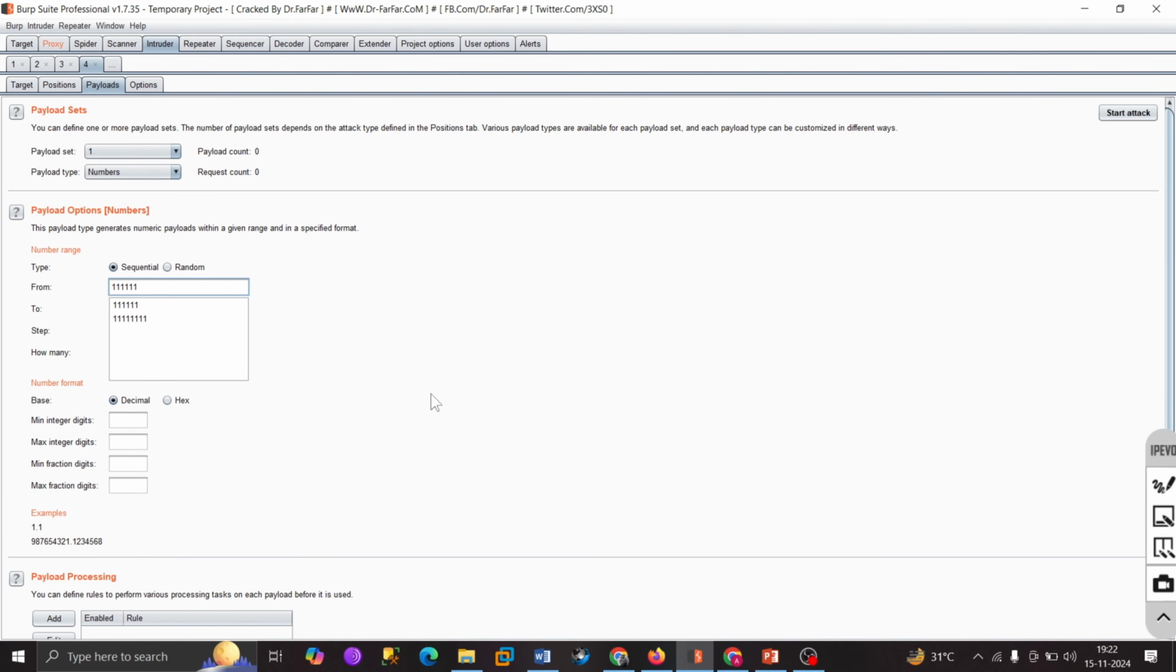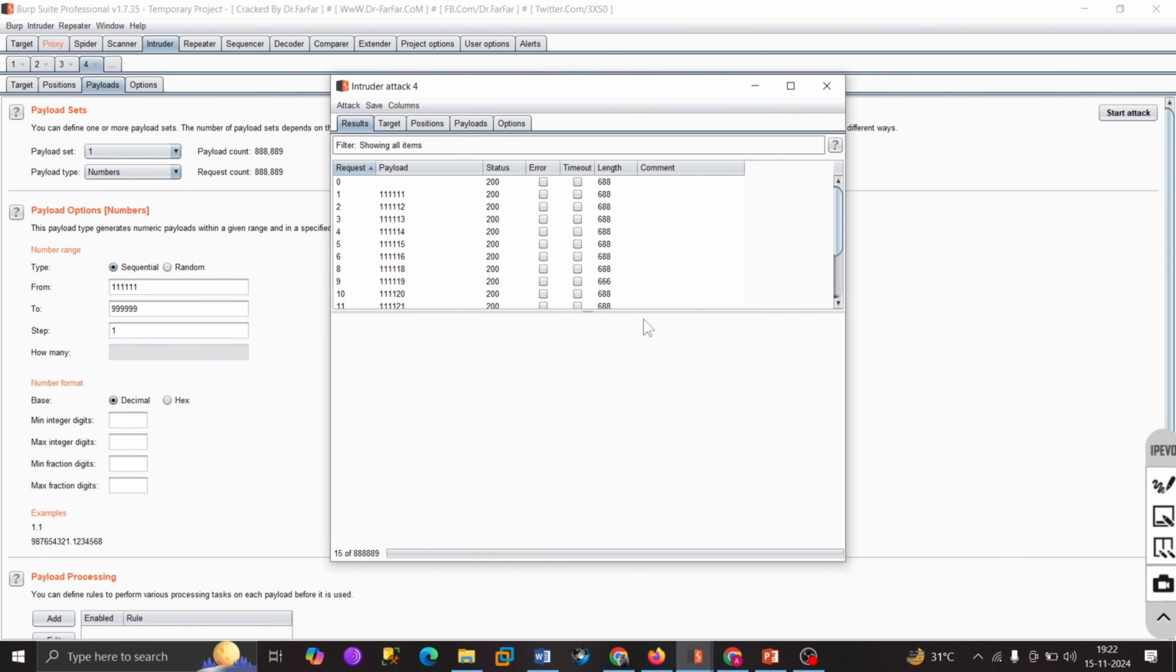6 digits I'm using minimum because this requires 6 digits. Set till 999. So step should be only 1. Okay, we now have this many combinations. Start attack. Okay, so now just see.